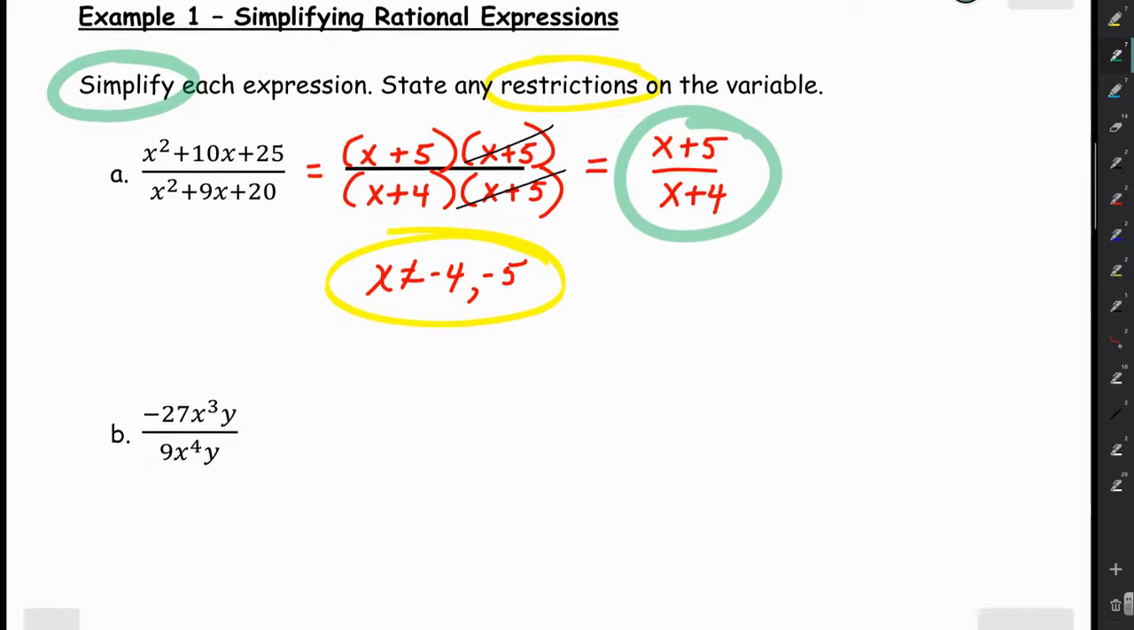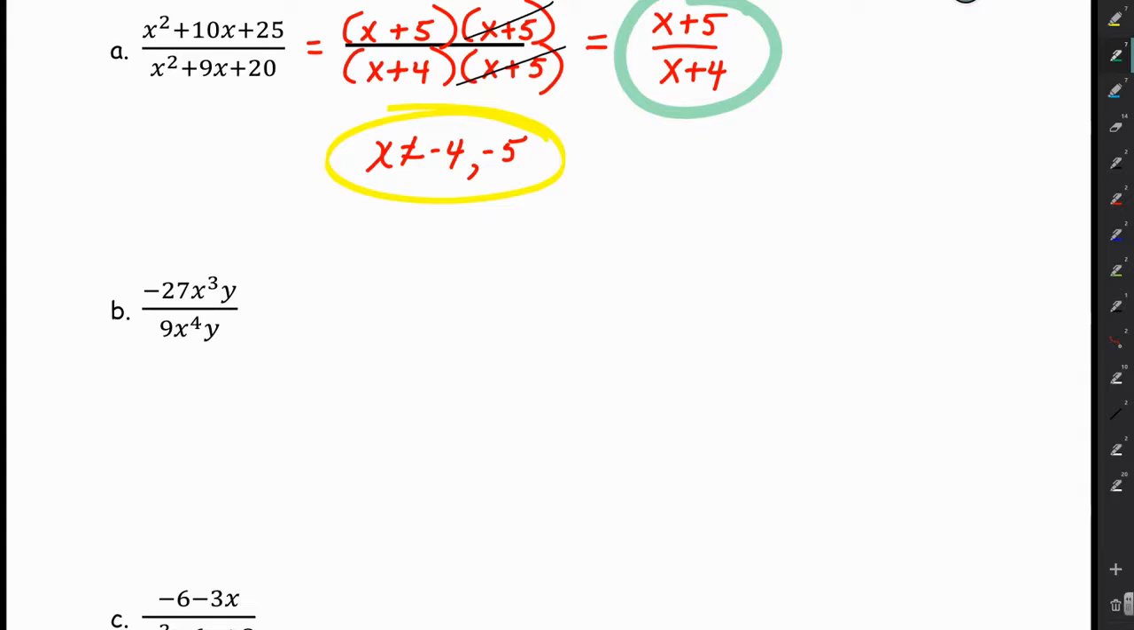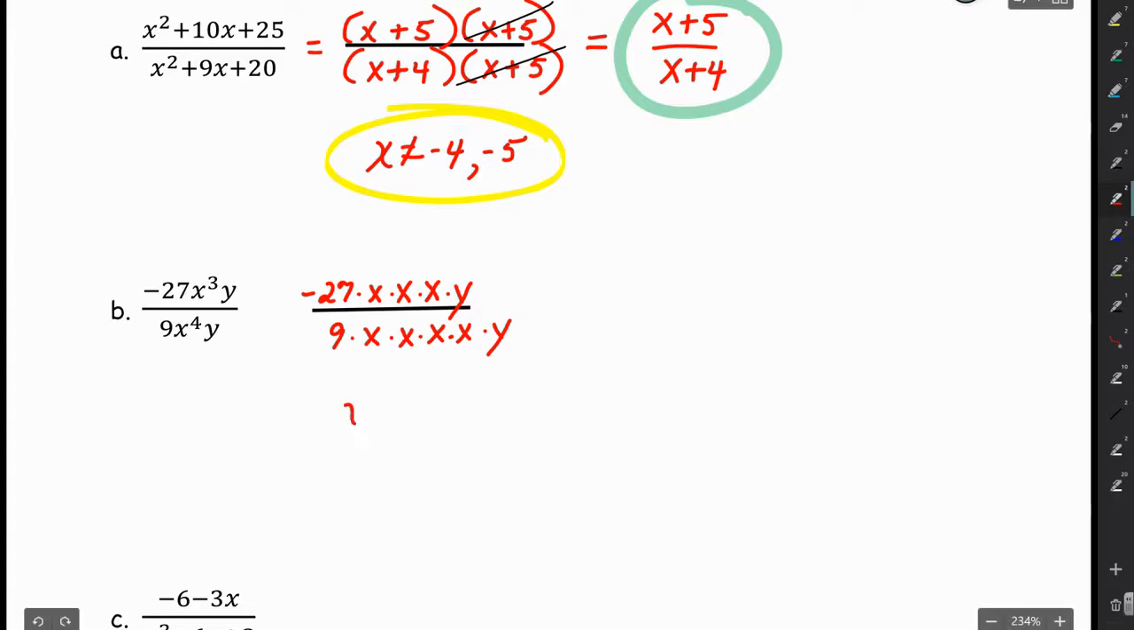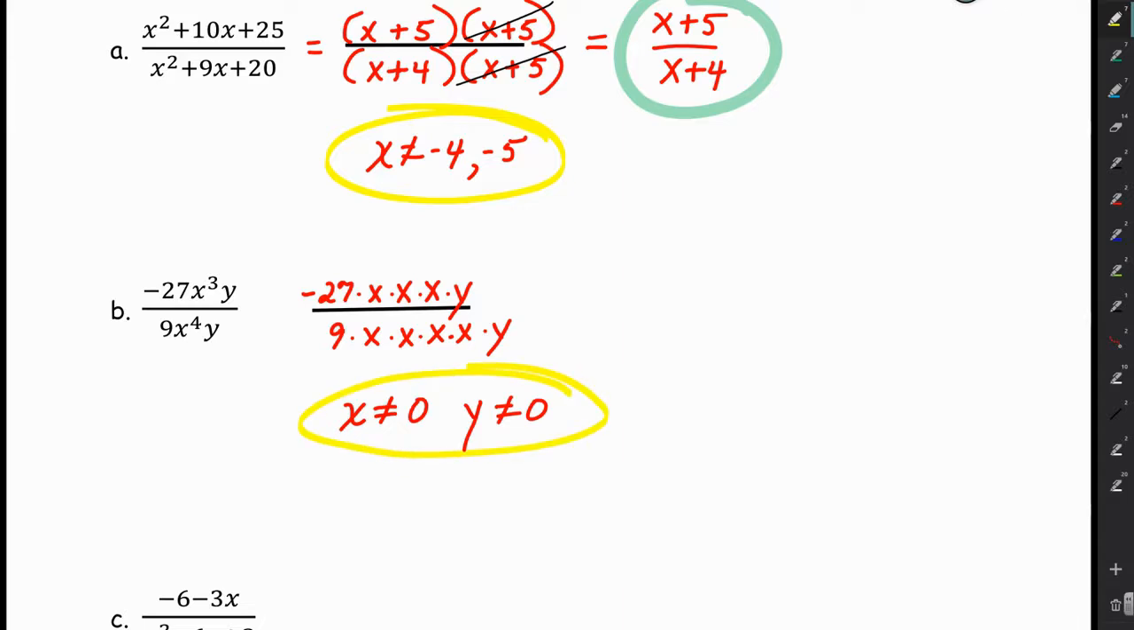All right, let's try letter B. First of all, I am going to write out all the x's. I have x to the third and x to the fourth, so I'm going to clean that up. Before we simplify, we're going to look at the restrictions. If I let x equal 0, that would cause the denominator to be 0, so x cannot equal 0. And if I set y equal to 0, again, that would cause the denominator to be 0, so y cannot equal 0. That's two restrictions on this particular problem. Now we can go ahead and simplify it.